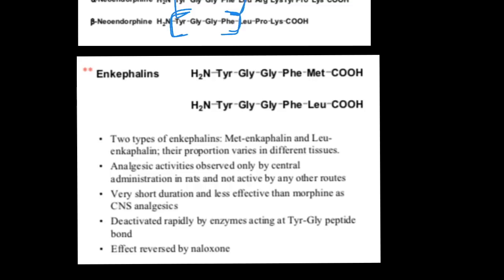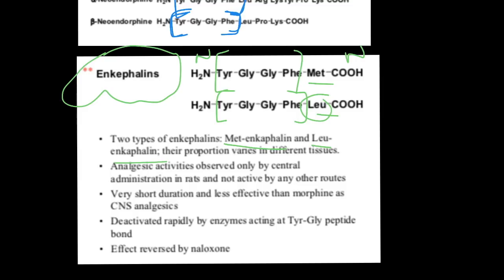Let's see. So, your enkephalins. This is actually your prototype. Let me put it in green for you. Prototype. So, there are two types of enkephalins: your met enkephalin and your leu enkephalin. They're termed so because in between your N-terminus and your C-terminus, you have your tyrosine, glycine, glycine, phenylalanine. Met enkephalins have your met, and leu enkephalins have your leu, after your tyrosine, glycine, glycine, phenylalanine.